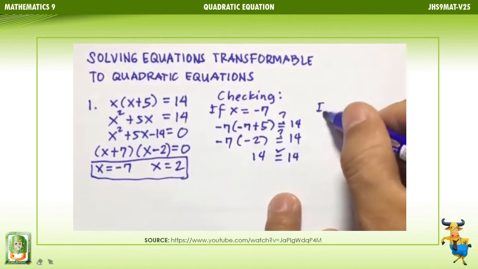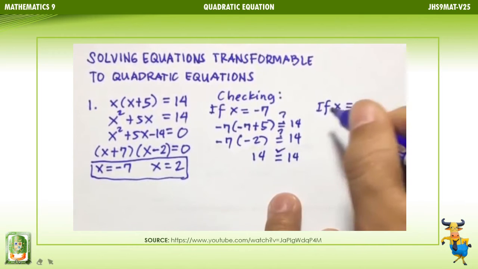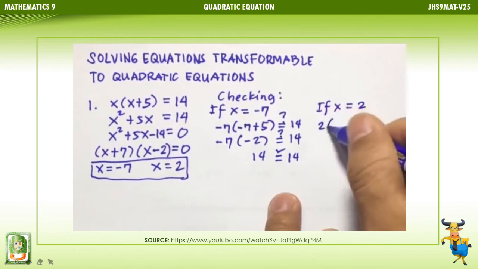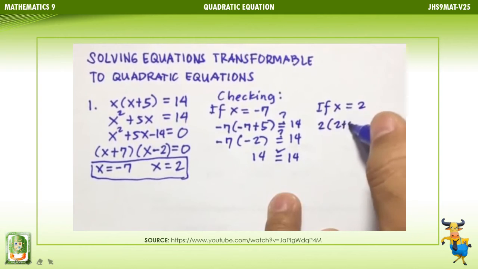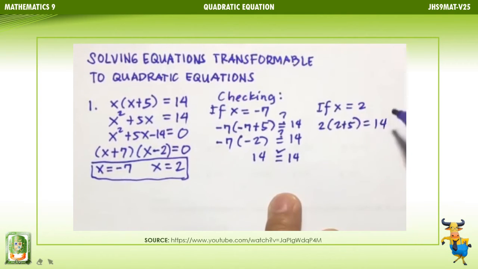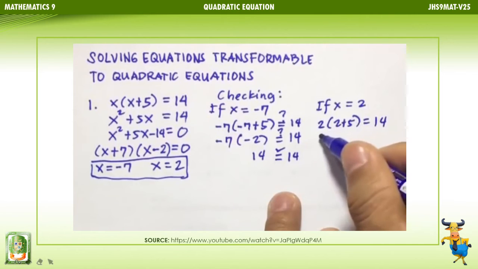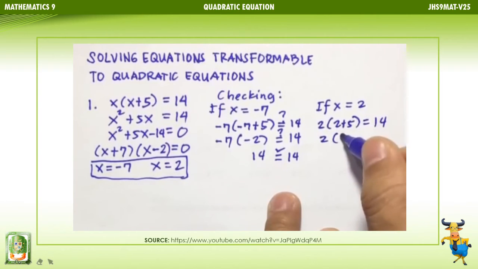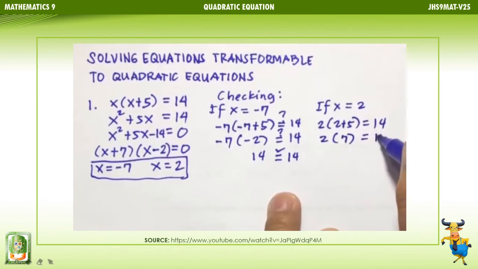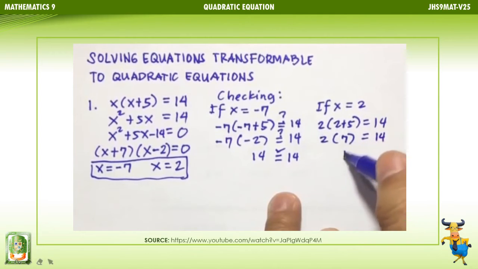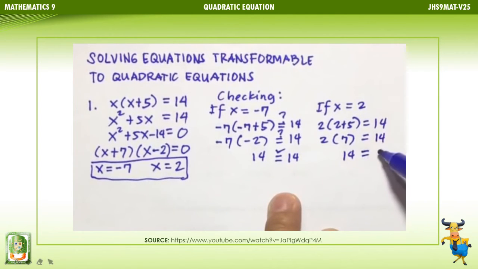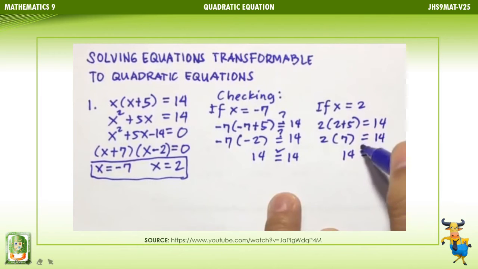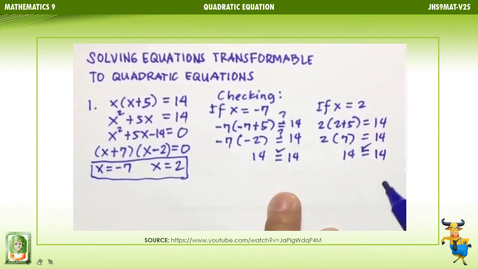Now if x is equal to 2, we're going to have here 2 times the quantity of 2 plus 5 equals 14. So 2 plus 5 is 7, so we're going to have 2 times 7 equals 14. Then 2 times 7 is equal to 14, so 14 is equal to 14. So the answer is correct.